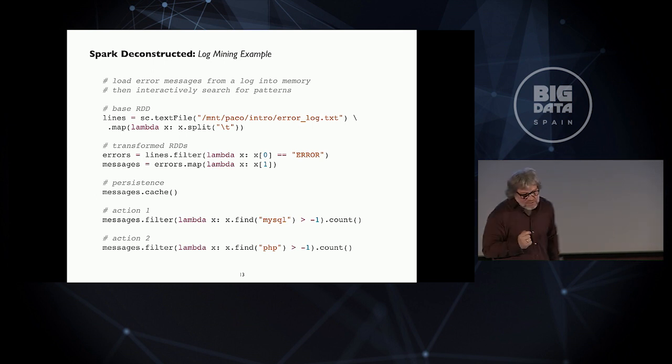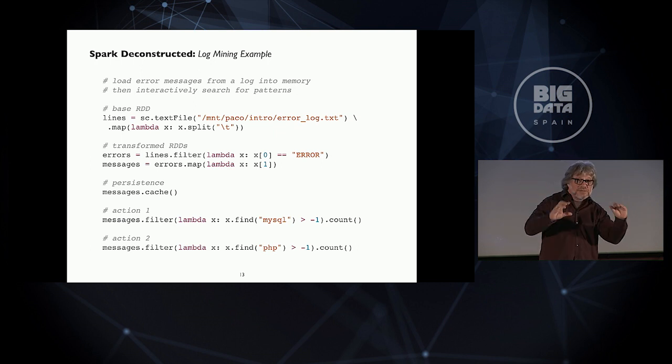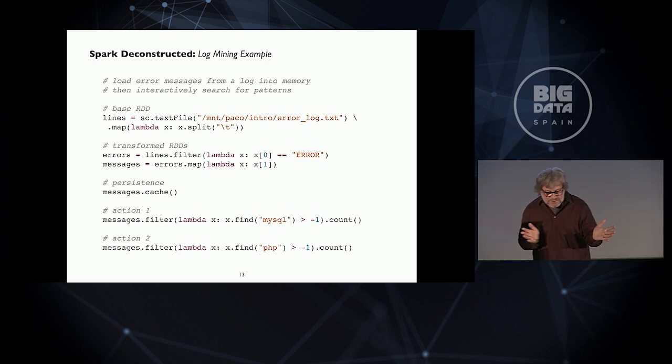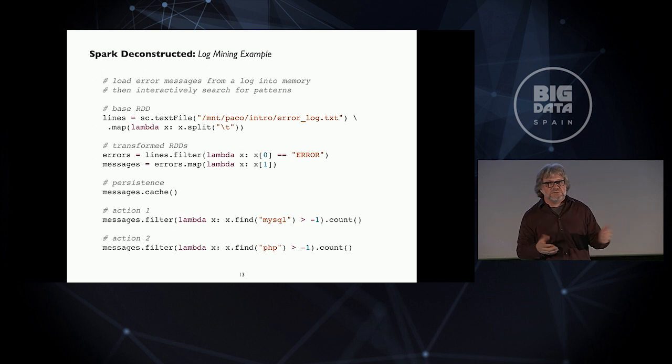The next line here says messages.cache. That's a directive where the programmer is telling Spark, if you have memory available, keep the messages RDD in memory, if possible. Again, nothing has happened yet. But then the last two lines are where we actually want some data. And you see there that the RDD called messages is being used twice. So this is why we put some caching in, because we're going to use the same data set more than once. So there's no need to recalculate it.